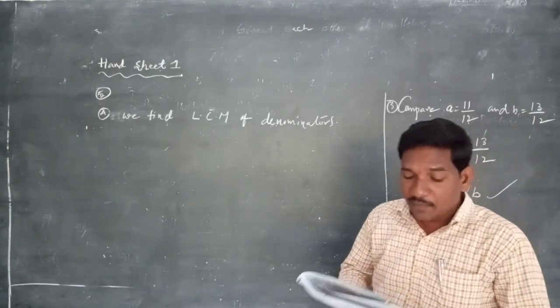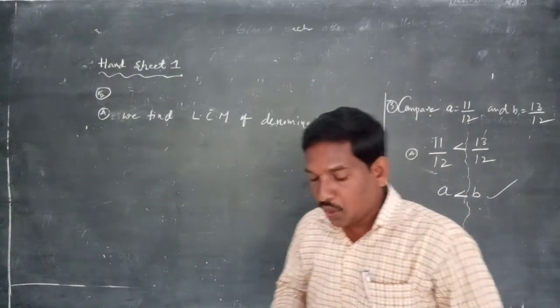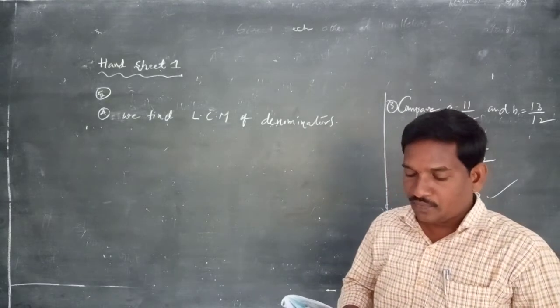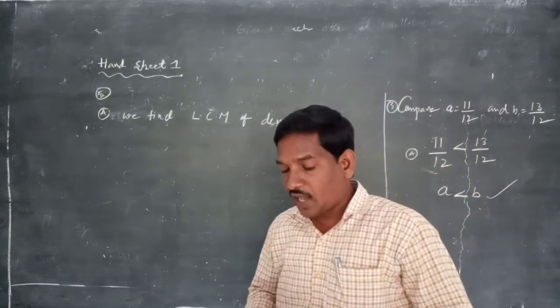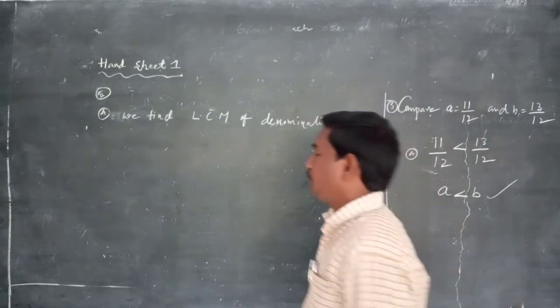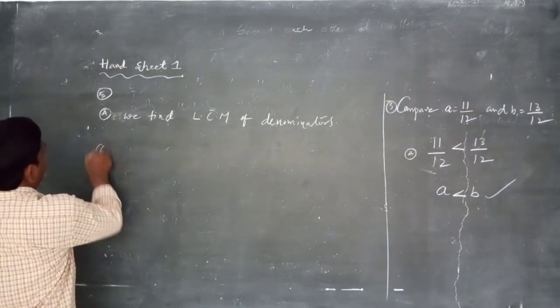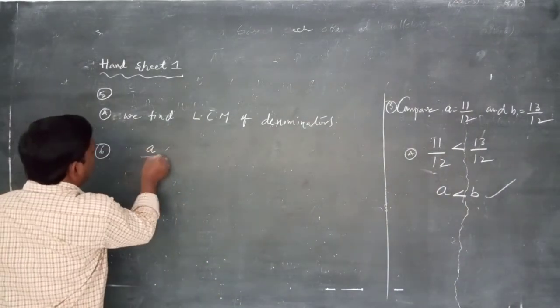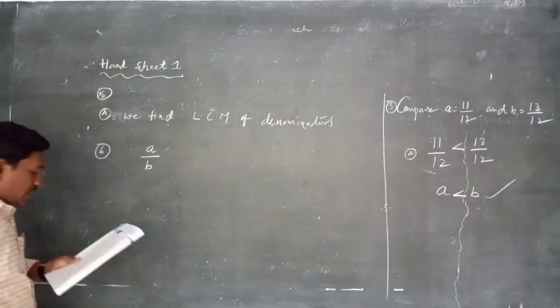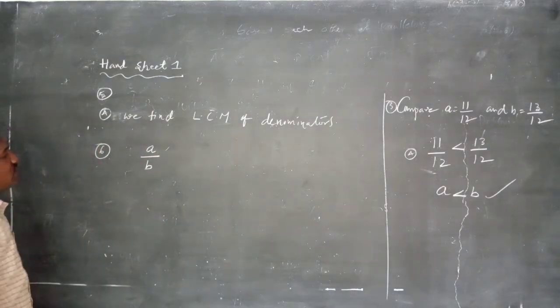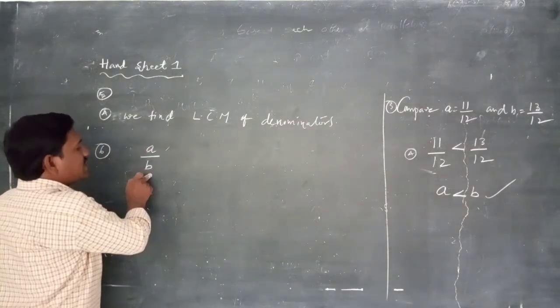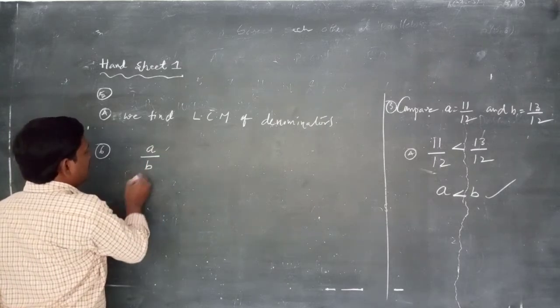So a fraction A by B is said to be in its lowest form if the HCF of A and B is 1. Sixth problem: A by B is said to be in lowest form. A by B is a fraction.